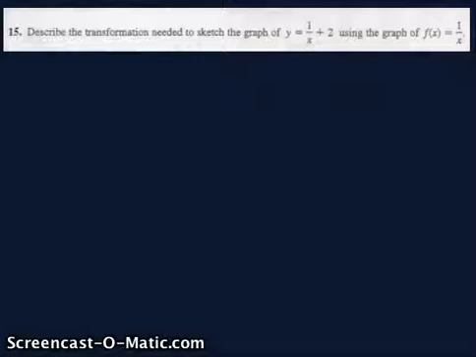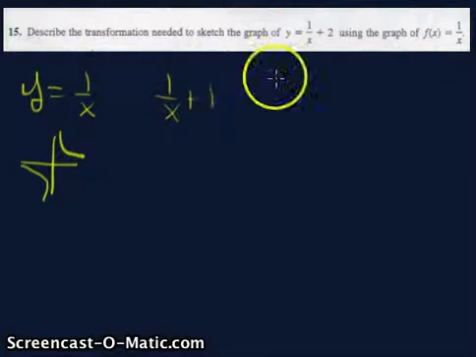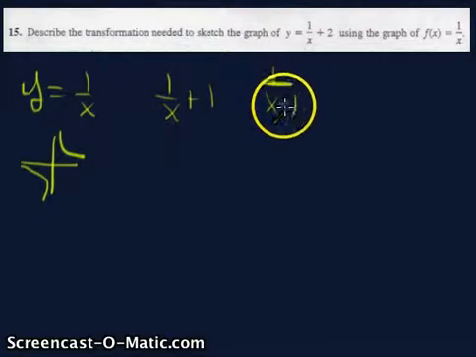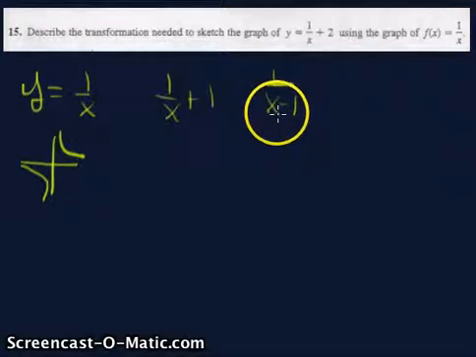Okay, here's the question. Describe the transformation needed to sketch the graph. Well, the first graph is y equals 1/x. That's really the parent function we talked about in that handout. That graph looks like this, okay? Now, if I did 1/x plus 1, it's going to move that graph up 1. If I did 1/x minus 1, notice the number is with the x, okay? It's inside the function. That would move it to the right 1.